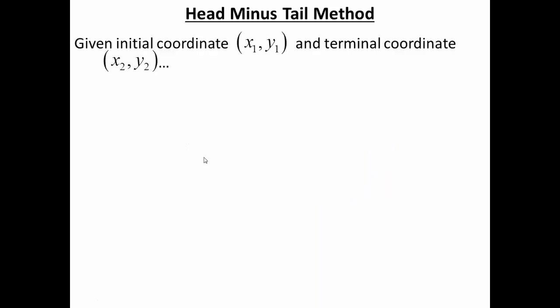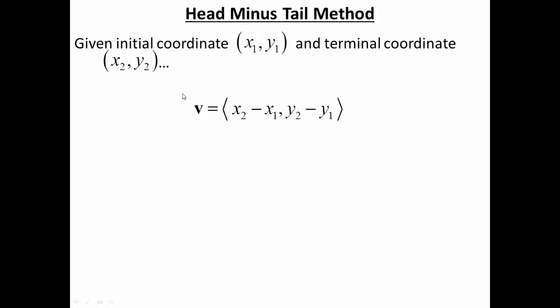Now, when I give you an initial point and a terminal point and I ask you what is the component form for a vector, we can use the handy-dandy head minus tail method to figure that out. So given initial coordinate x1, y1 and terminal coordinate x2, y2, so if I just give you two random coordinates, I tell you where it begins and where it ends, we can turn that into a component form simply by subtracting the x's and subtracting the y's. That's why we call it head minus tail.